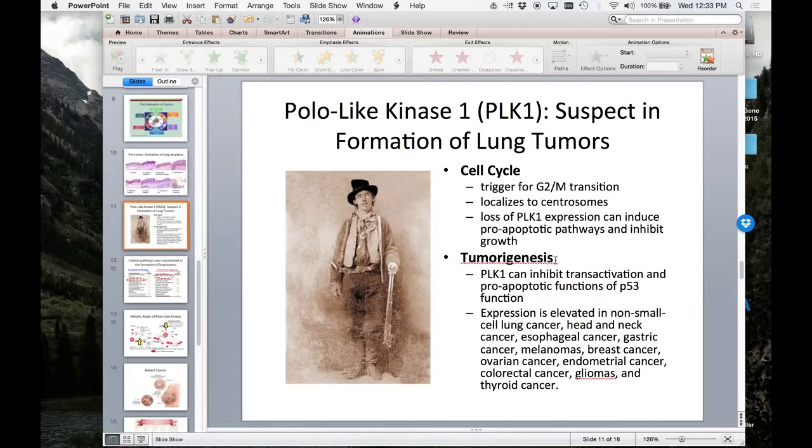Now in tumorigenesis, here's the cool thing: what they found is PLK1 can inhibit transactivation and pro-apoptotic, pro-death functions of P53. Remember, P53 is like the big cop. This thing is inhibiting the cop. Is this a tumor suppressor or an oncogene, you think? I'm thinking tumor suppressor. Is it suppressing the tumor or is it causing it? It's causing. That's right. So it's an oncogene.